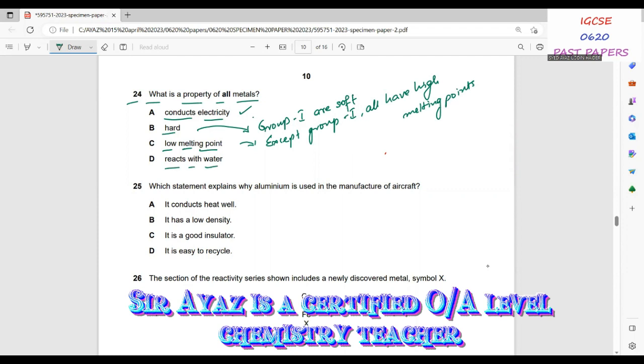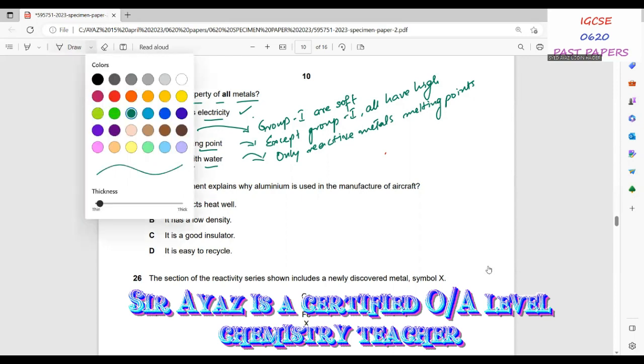D reacts with water. They do not react with water. Only reactive metals react with water, like copper does not react with water. So only choice A is the right one here. Other choices are incorrect.